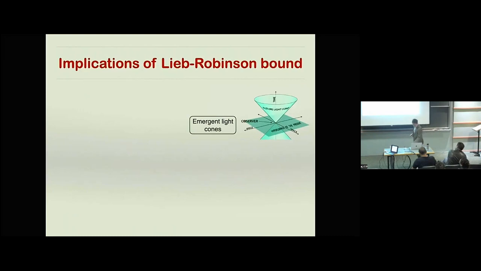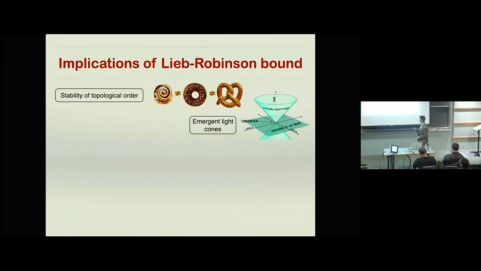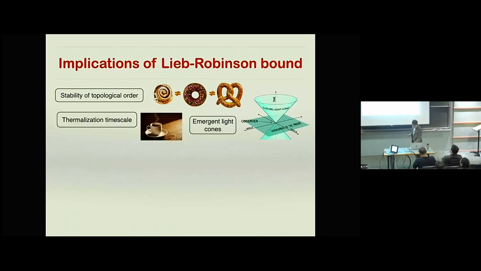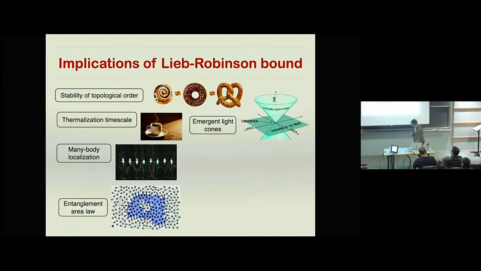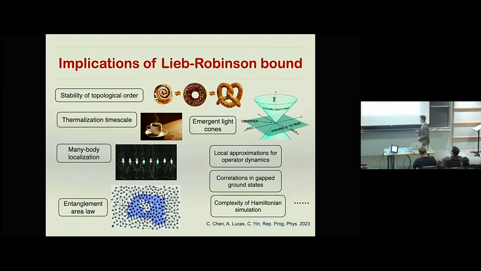But you can also apply the Lieb-Robinson bound to many other problems in many-body physics. You can use it to prove the stability of topological order under local perturbations. You can prove thermalization timescales. You can use it to prove many-body localization in one dimension, or the entanglement area law. And there are many other applications of the Lieb-Robinson bound. So it's a very important concept that underpins our understanding of quantum many-body physics. And actually, there's a very nice review paper by Andy Lucas's group this year.